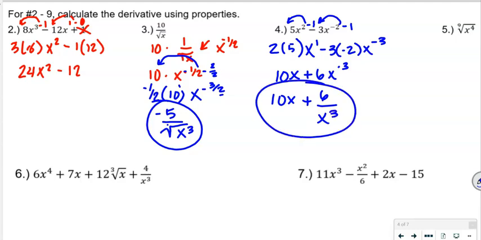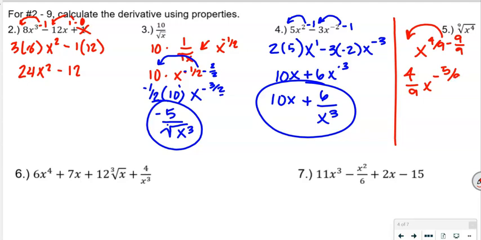Okay, our last one over here is, again, I'm going to write this as a fraction. So this is going to be x to the 4/9, right? So once again, once I do that, I'm going to multiply this up front, and then I'm going to subtract 9 over 9 from this. So that's going to give me 4/9 x to the -5/9, right?